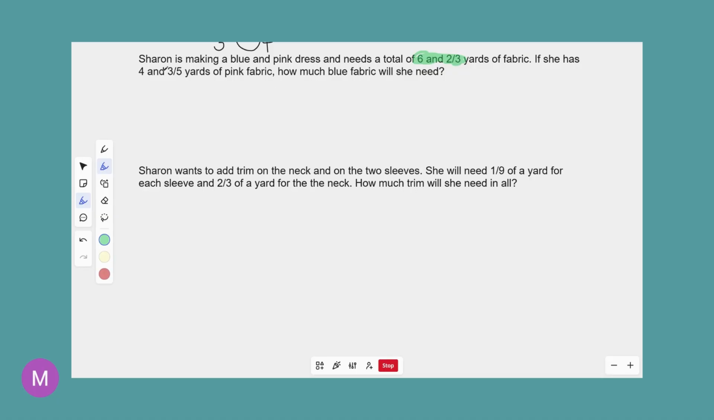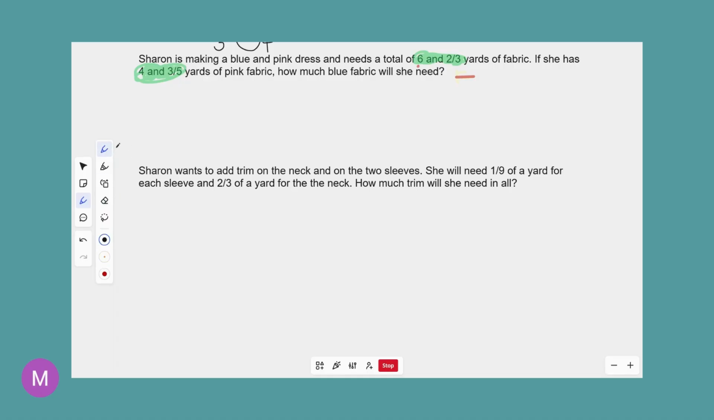If she has 4 3/5 yards of pink fabric already, how much blue fabric will she need? Okay, so she already has some. She has a total of this amount. She has some already, and we need to find the remaining amount. So it doesn't specifically say remaining, but we know that we are looking for the difference from the total and what she already has. So that would be subtraction.